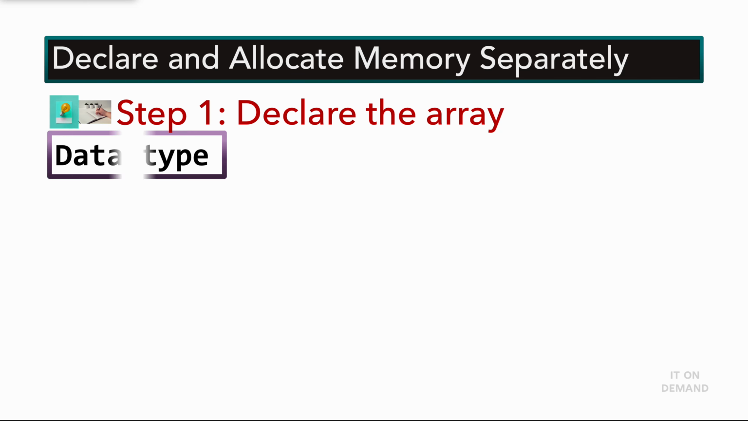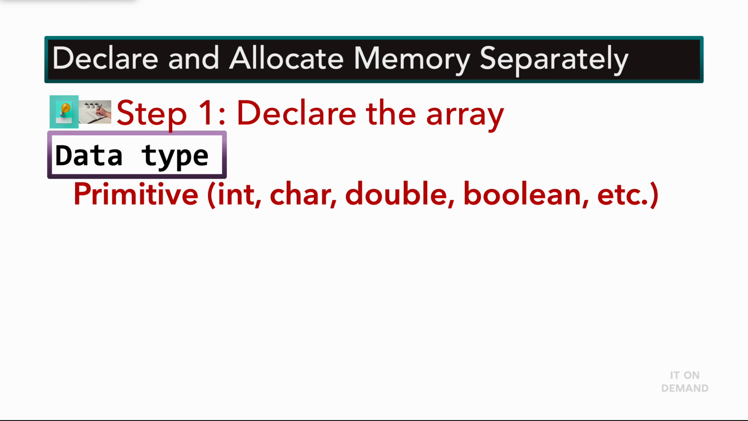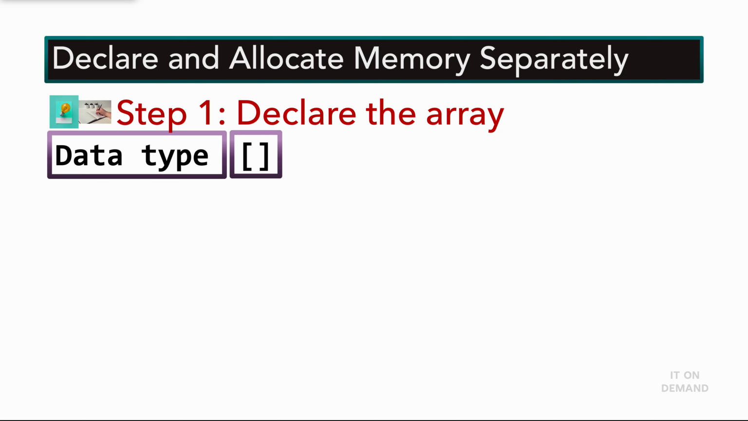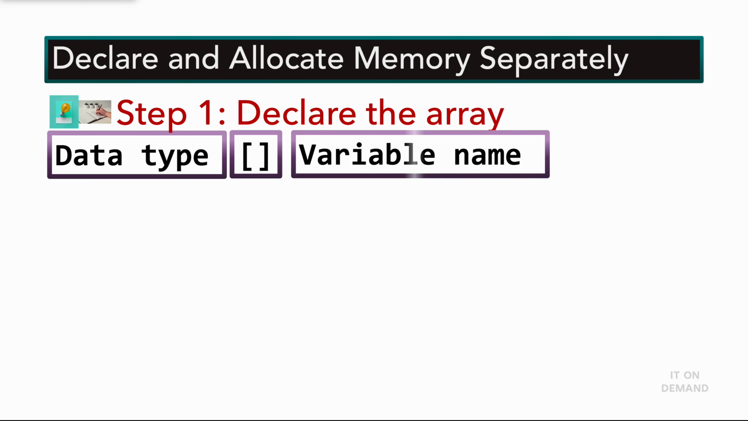And to declare the array, we just type out the data type. This data type, again, can be primitive. We've talked about this in the previous video. It could also be reference. You've already figured what the data type is. The next thing is to type the opening and the closing square bracket. Once you type that, you want to then type the variable name.